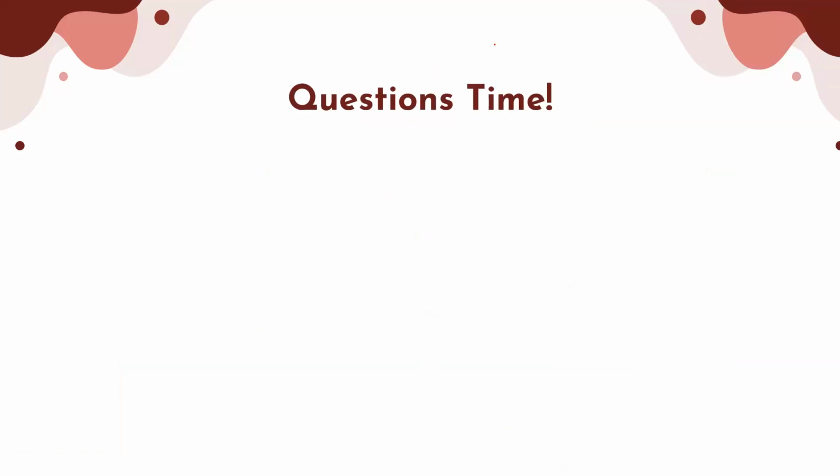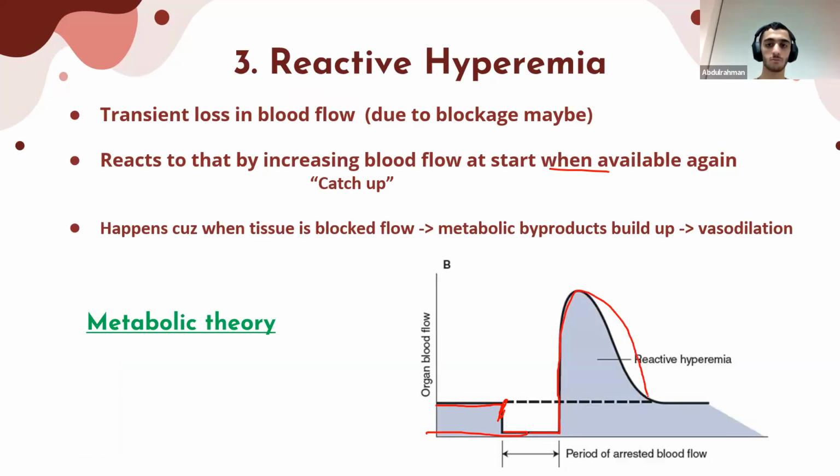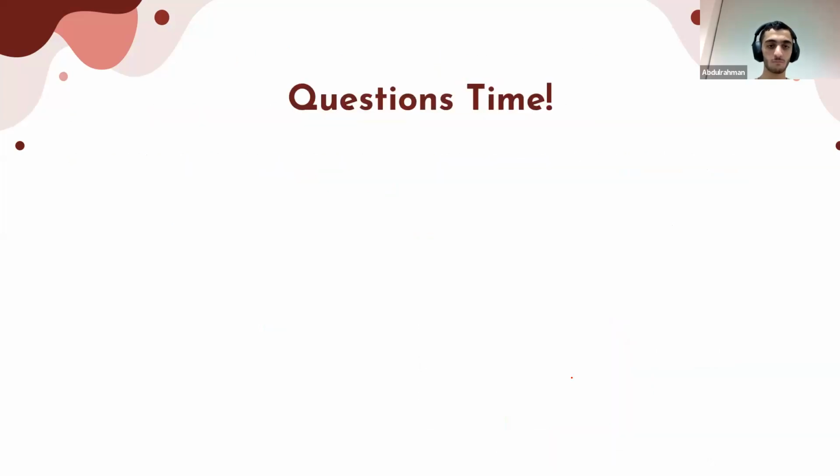I have one. Can I go back? What does it mean when blood flow is available again? Right here? Yes, because we said it was normal here. Then for some reason, we had a loss of blood flow here. So as you can see, the blood flow is lower. And so when it starts to come back again, we give it extra blood as an apology gift. Okay. You get it? Yes.